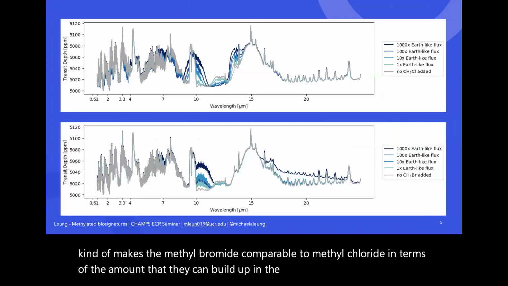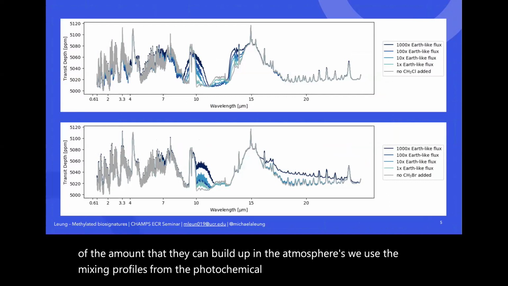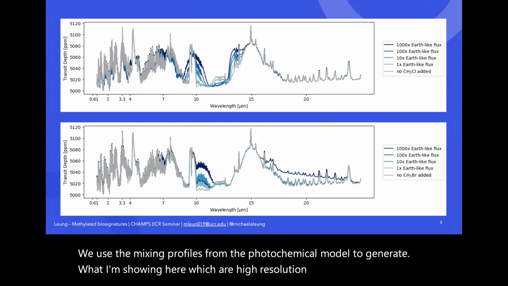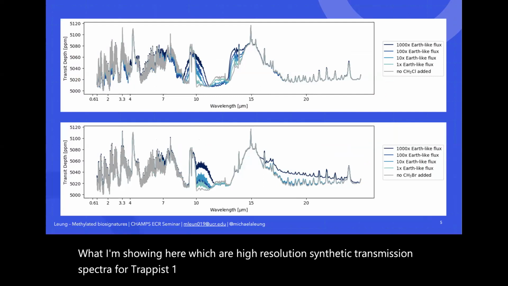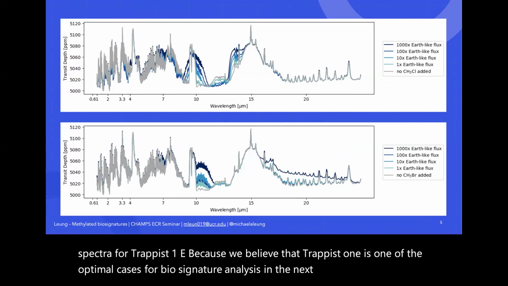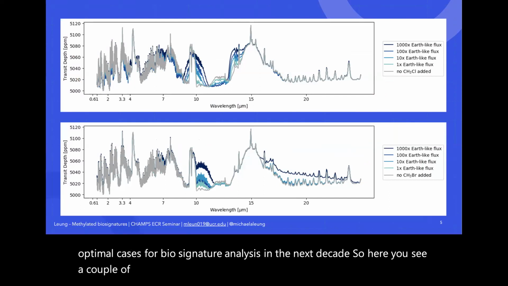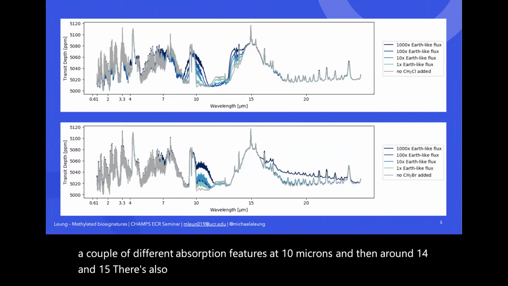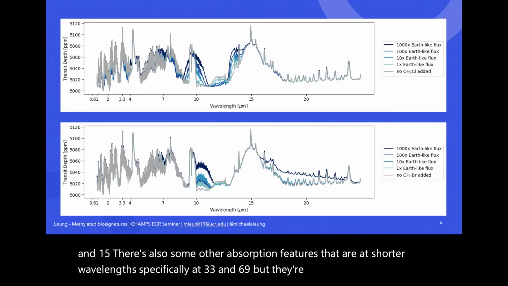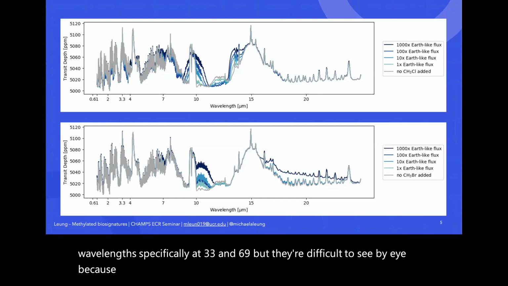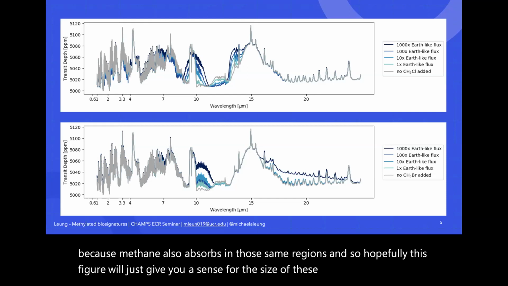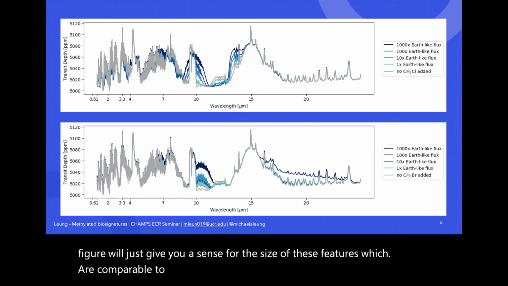We use the mixing profiles from the photochemical model to generate what I'm showing here, which are high resolution synthetic transmission spectra for TRAPPIST-1e, because we believe that TRAPPIST-1 is one of the optimal cases for biosignature analysis in the next decade. So here you see a couple of different absorption features at 10 microns, and then around 14 and 15. There's also some other absorption features at shorter wavelengths, specifically at 3.3 and 6.9, but they're difficult to see by eye because methane also absorbs in those same regions. And so hopefully this figure will give you a sense for the size of these features, which are comparable to other potential biosignature candidates.